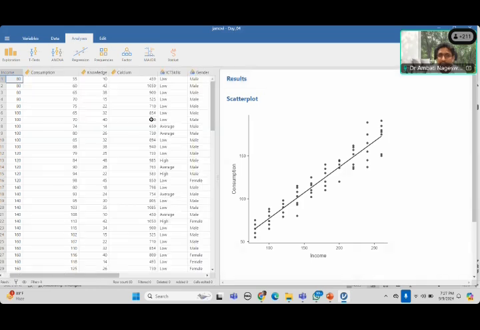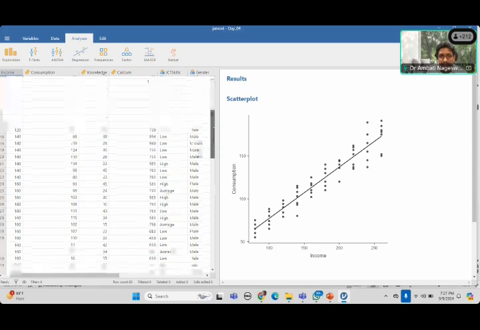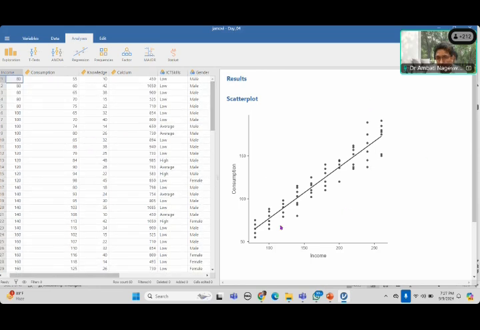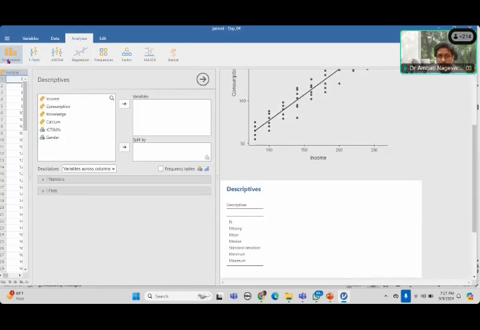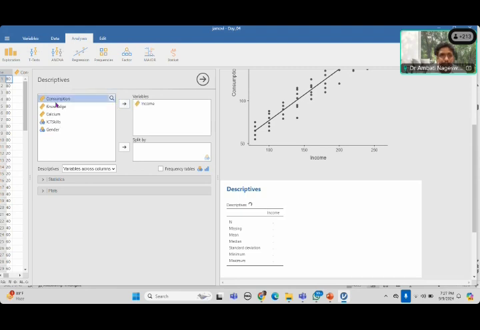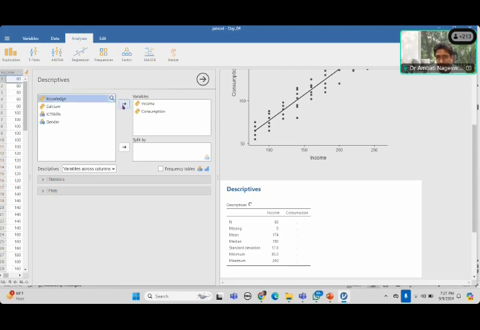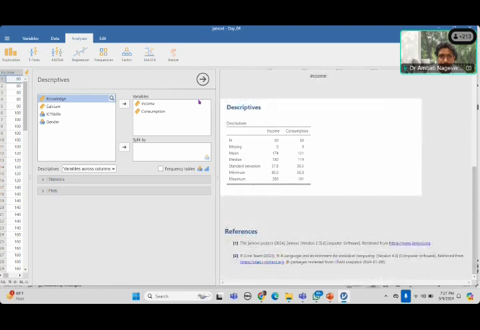Second part is normality distribution. One has to fulfill the assumption of normality test. So in order to conduct the normality test, go to analyze, explore, descriptives. Select the variables that you want to test the normality. I want to test the normality for the income. I want to test the normality for the consumption. So I have selected both the variables, income and consumption.